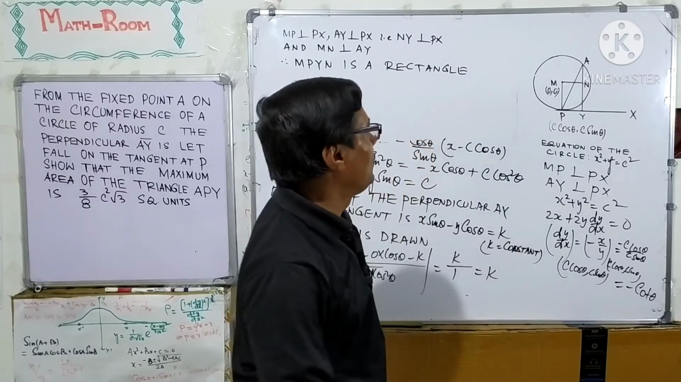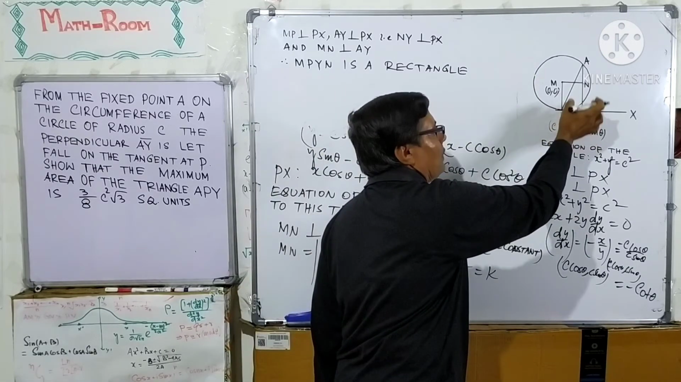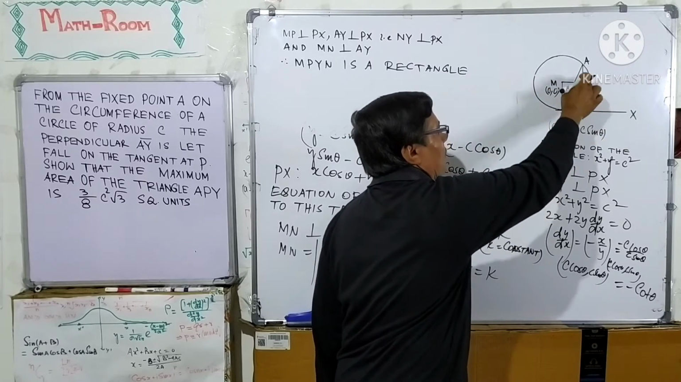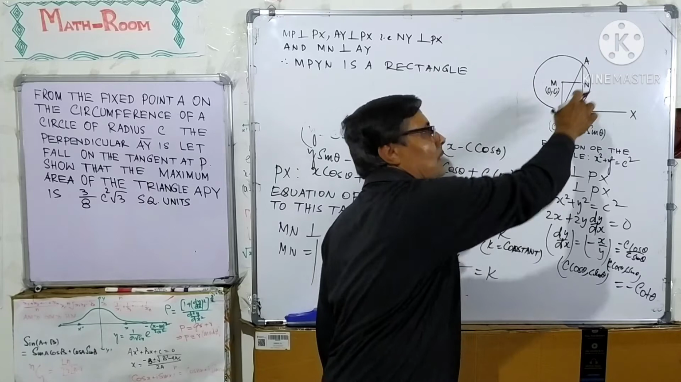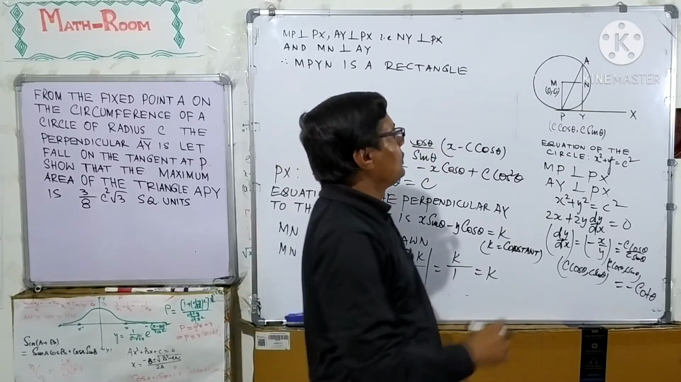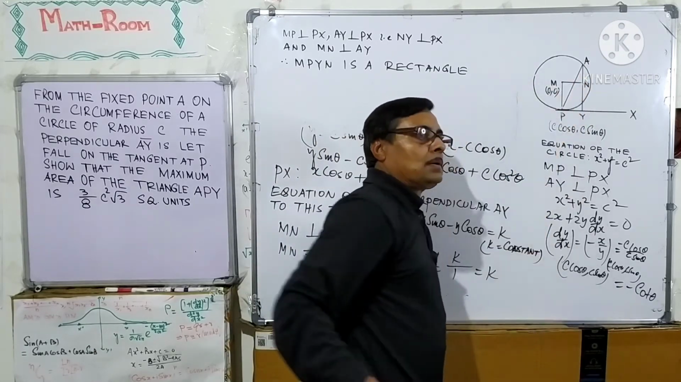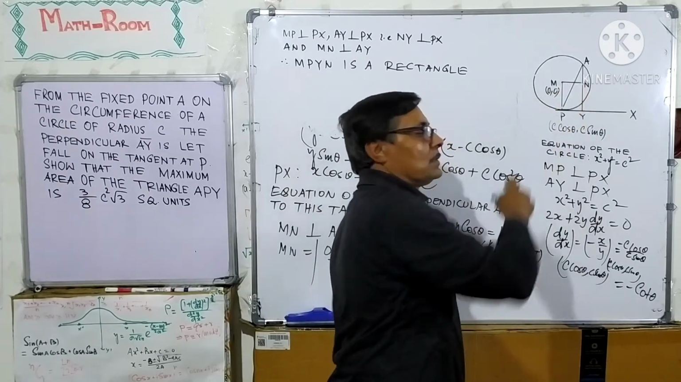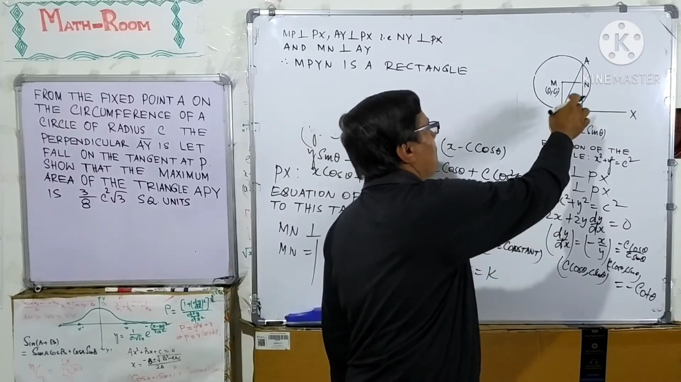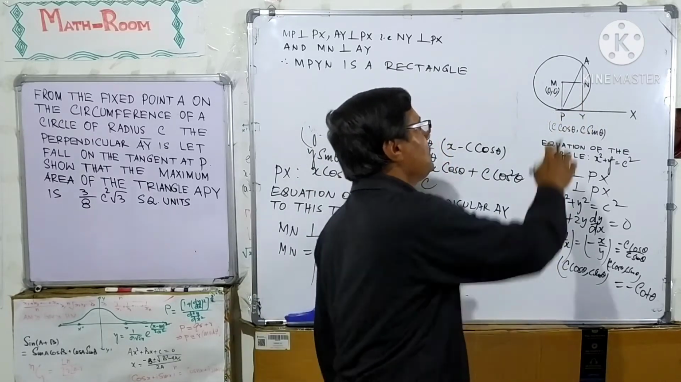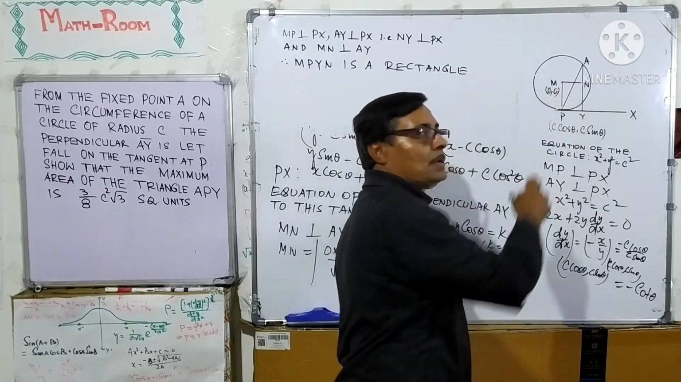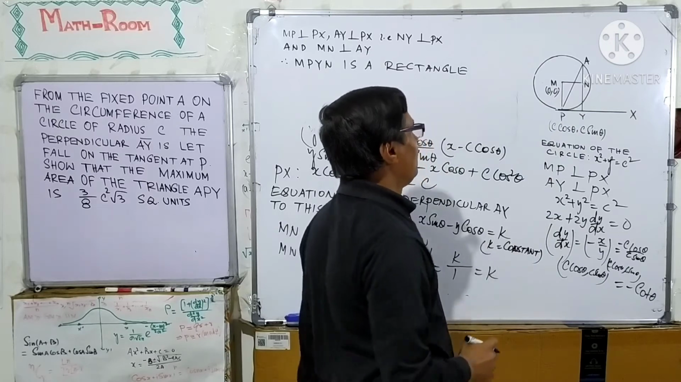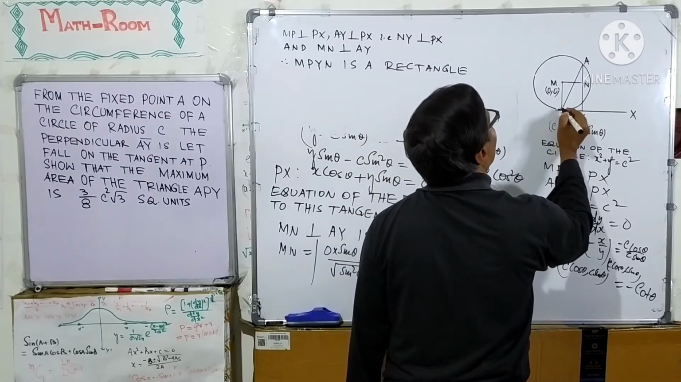MPYN is a rectangle because MP is perpendicular to PX, NY is perpendicular to PX, and MN is perpendicular to AY. So, these three angles are 90 degrees. Each of these three angles is 90 degrees, so the remaining angle is also 90 degrees. So, this quadrilateral is a rectangle, MPYN.